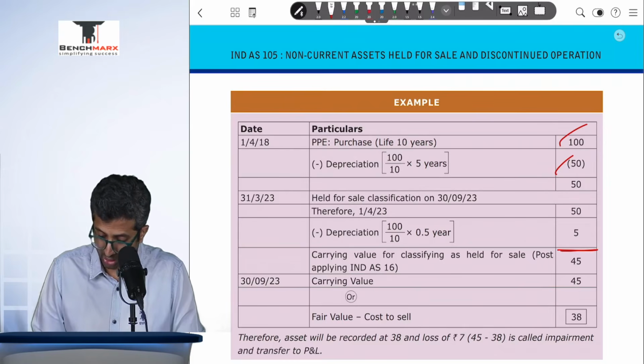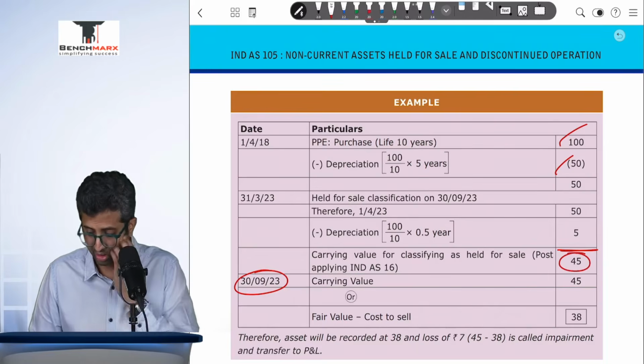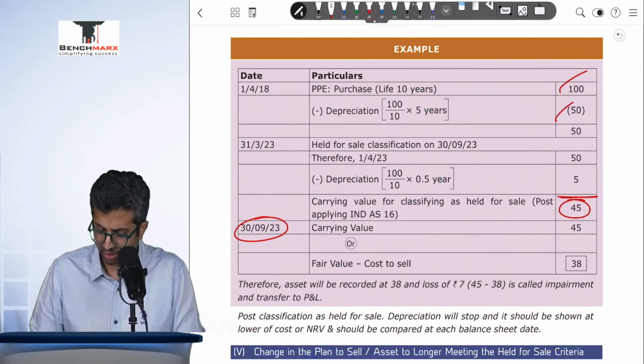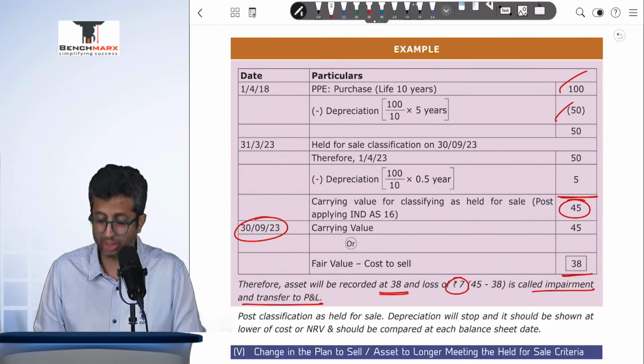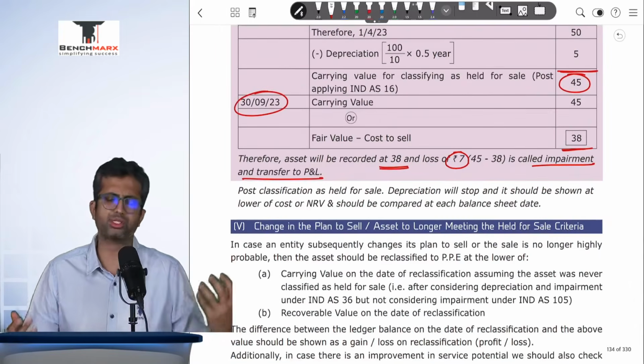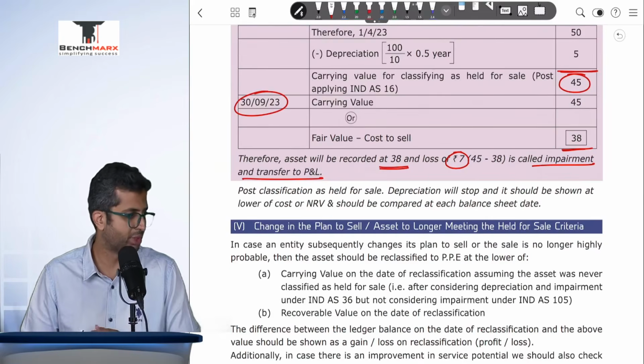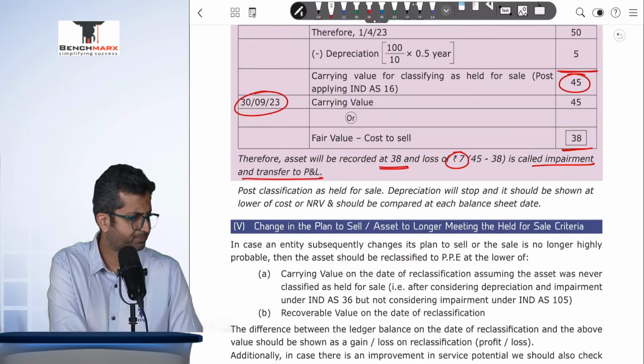So if it was on 30th September, you will depreciate for the 6 months as well and come to, for example, 45. So this is your carrying value after applying all Ind AS. Compare it with the fair value less cost to sell, which is 38, and hence you will show this at 38, and a loss of 7 rupees will be called an impairment loss under Ind AS 105. Or you can say this is a loss on classification as held for sale under Ind AS 105 and take it to the P&L account. Are we clear with this?